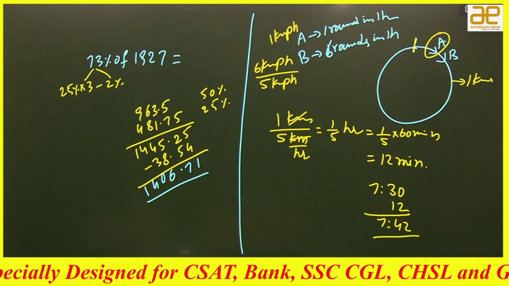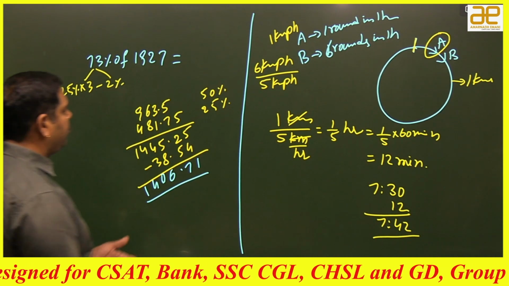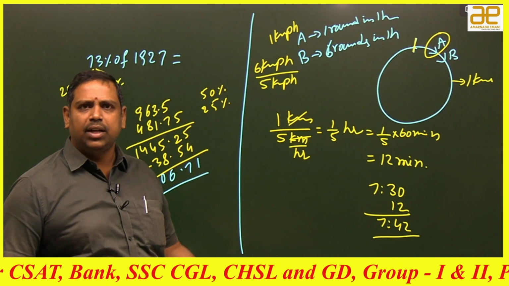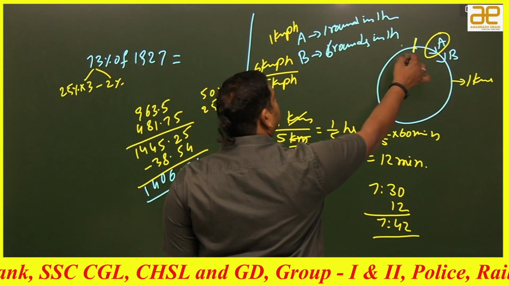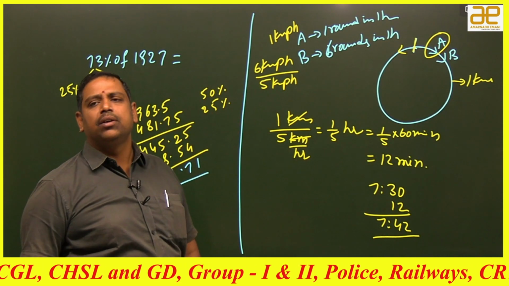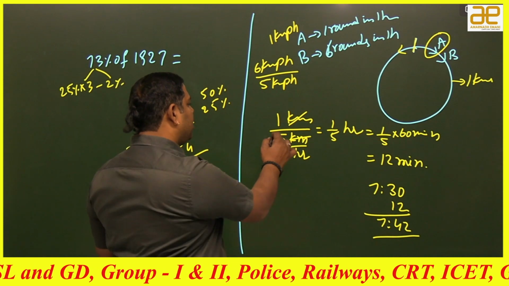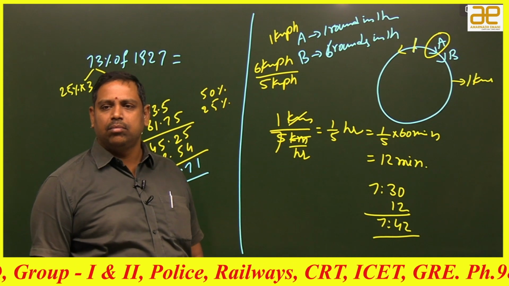Yes, sir. Good. Is it clear for you? Suppose both are moving in opposite directions, relative speed means the sum, so it will become 7. Okay, good.